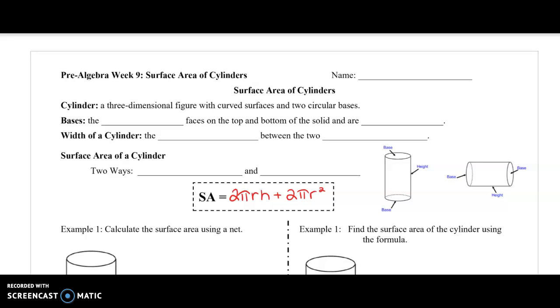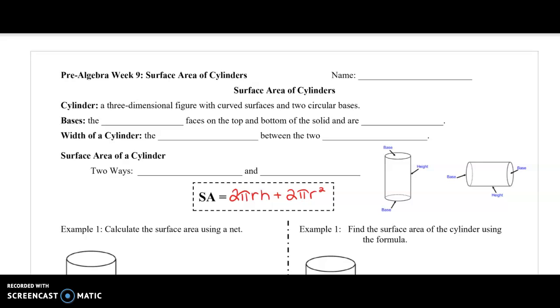Hey guys, so we are here for week 9 and we are still going to be talking about surface area, but we're going to be focusing on cylinders this week. Just a reminder, a cylinder is a three-dimensional figure with curved surfaces and two circular bases. So honestly, think like a Pringles container. That's pretty much your cylinder.